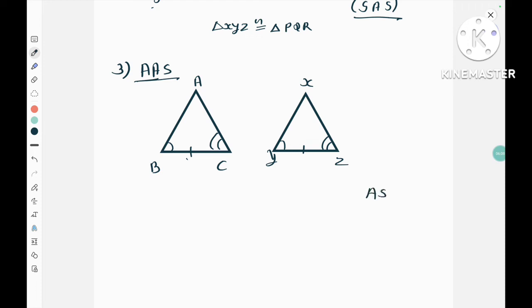If it is ASA or SAS or AAS, it doesn't make a difference. These are the same, and whether the side is between or outside the angles makes no difference. Why I tell you, see example 4: if these two angles B and C are congruent, right?